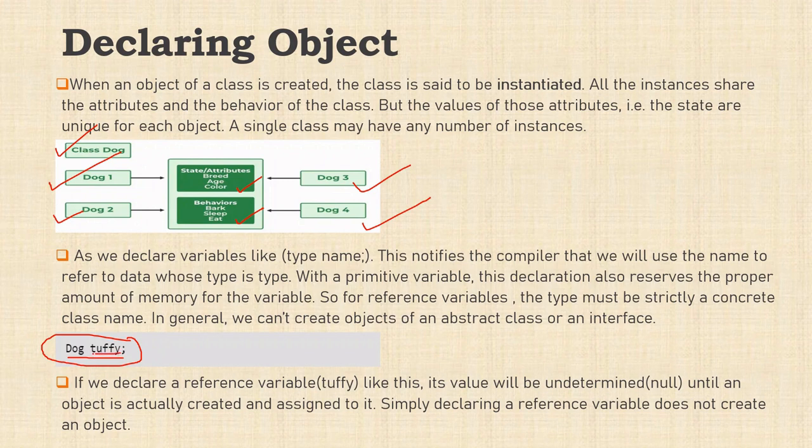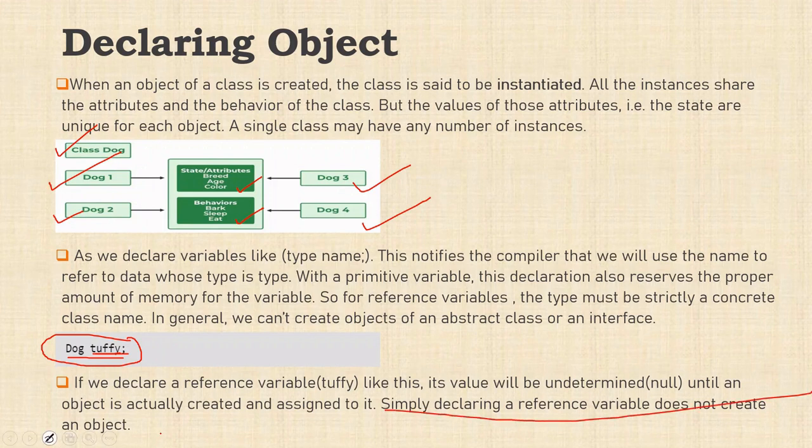Okay, we're trying to create an instance. So Dog toffee, here toffee will be null. So what do we have to do next? Simply declaring a reference variable does not create an object. We have declared a reference variable of Dog here, but it will not create the object.